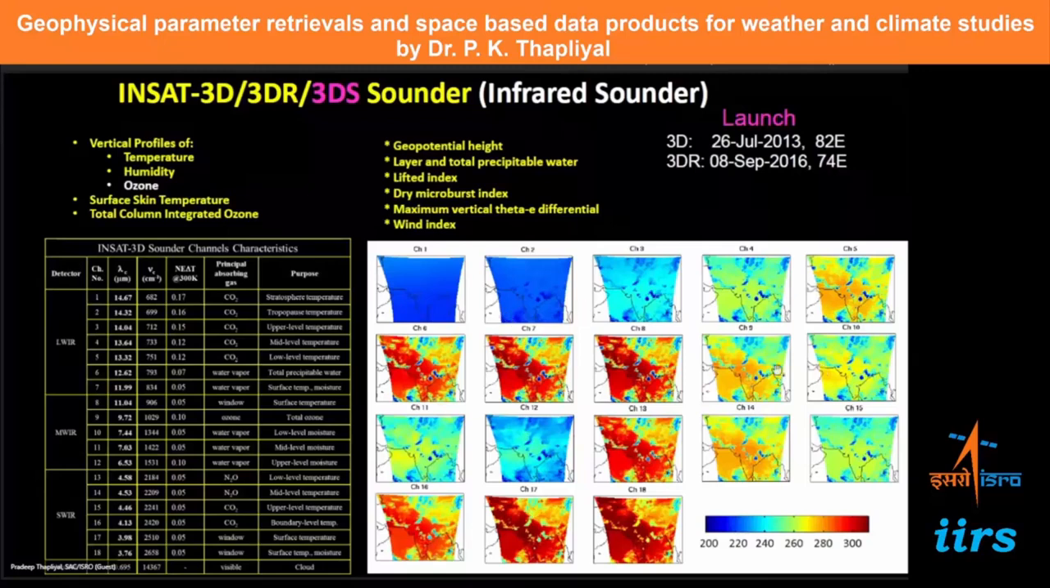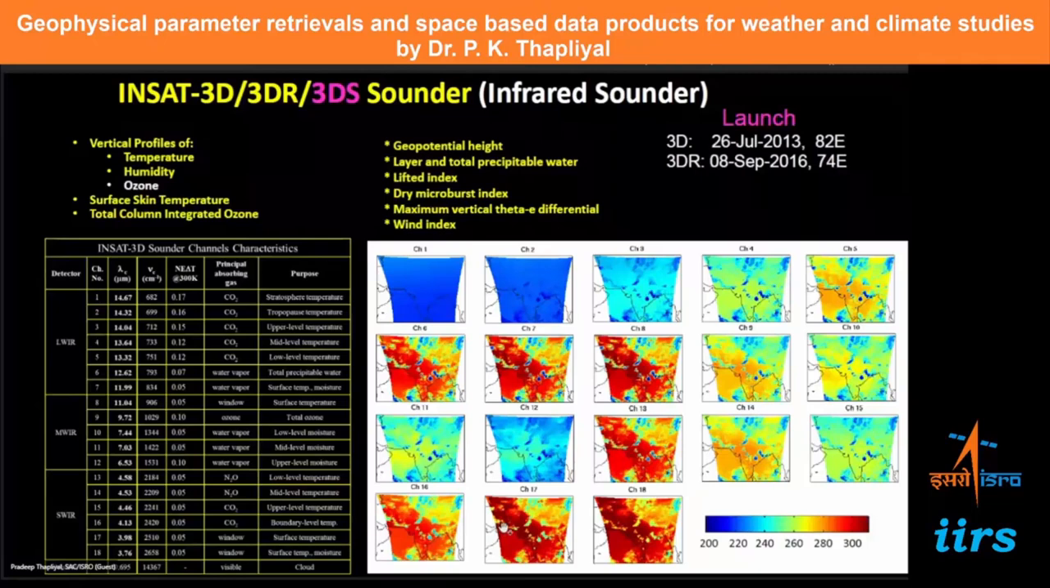Now, from this temperature information, again you go to the water vapor channels here. These are channel numbers 10, 11, and 12. They are water vapor absorption channels. So these channels give you the water vapor around the surface, water vapor around the middle atmosphere, and water vapor around the upper troposphere. Then there are various other channels which also provide you information about temperature.